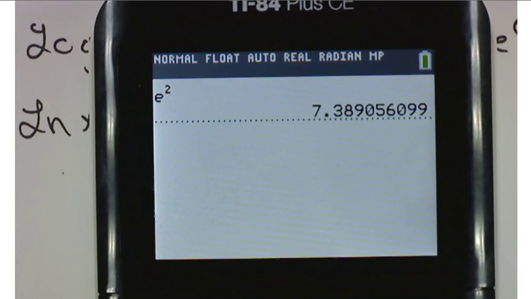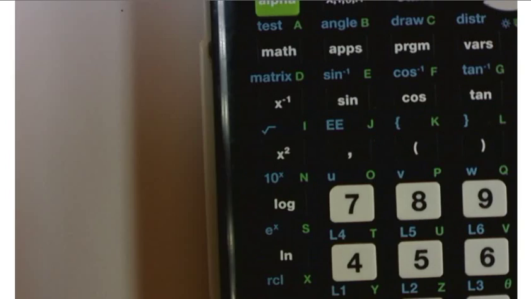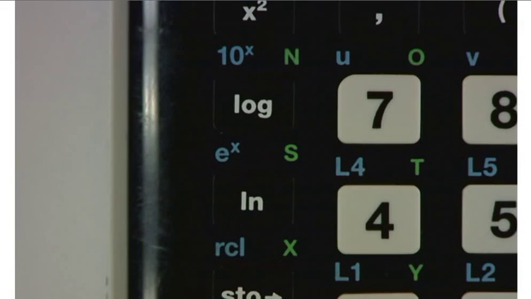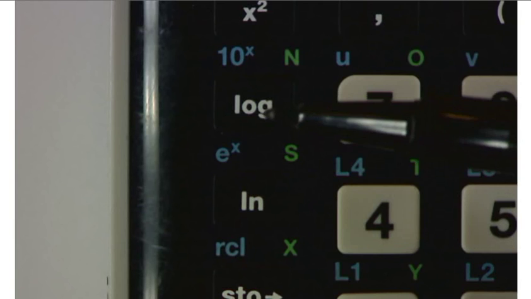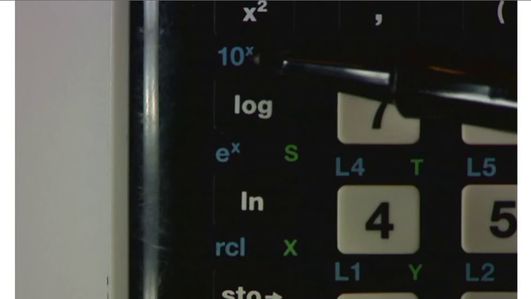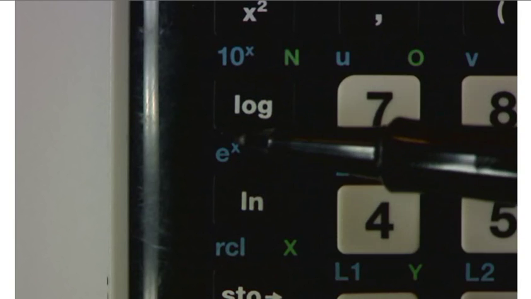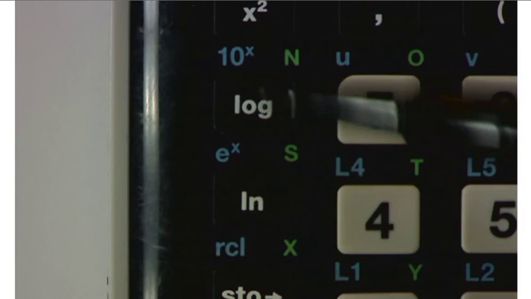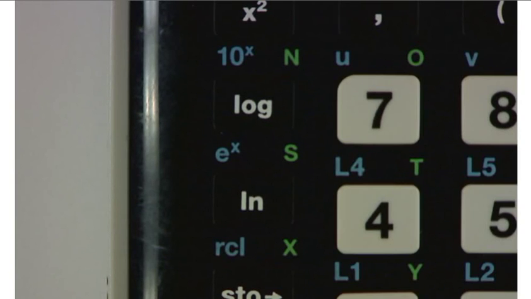And now let's take the natural log of that. So how do you take the natural log of something? Well, you hit the ln key. Now notice your calculator actually does give you kind of a nice reminder here. Take a look what's right above the log key: log, 10 to the x; ln of x, e to the x. So that tells you exactly what's going on here.